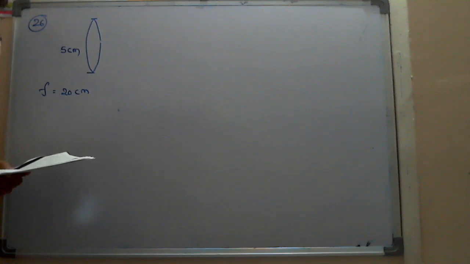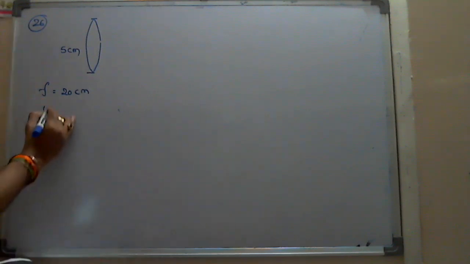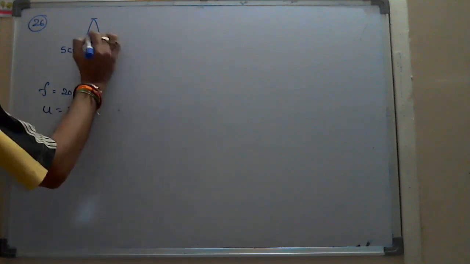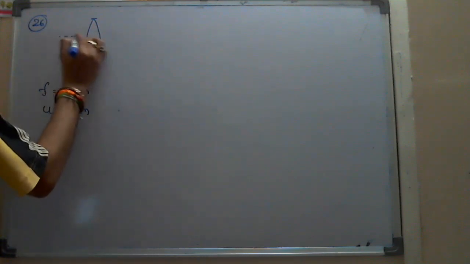Cut along the line, okay. A point object is placed at a distance 30 centimeters from it, where the image is formed. Okay, and it is cut here with aperture length 2 centimeters.